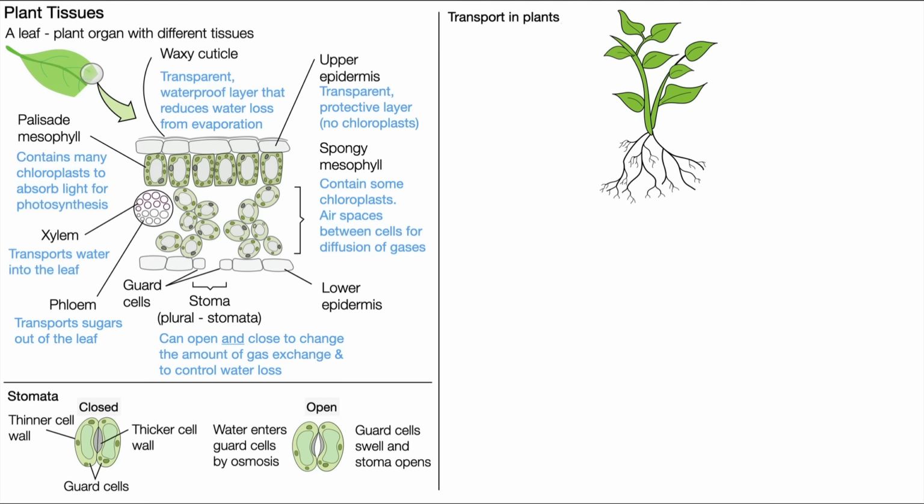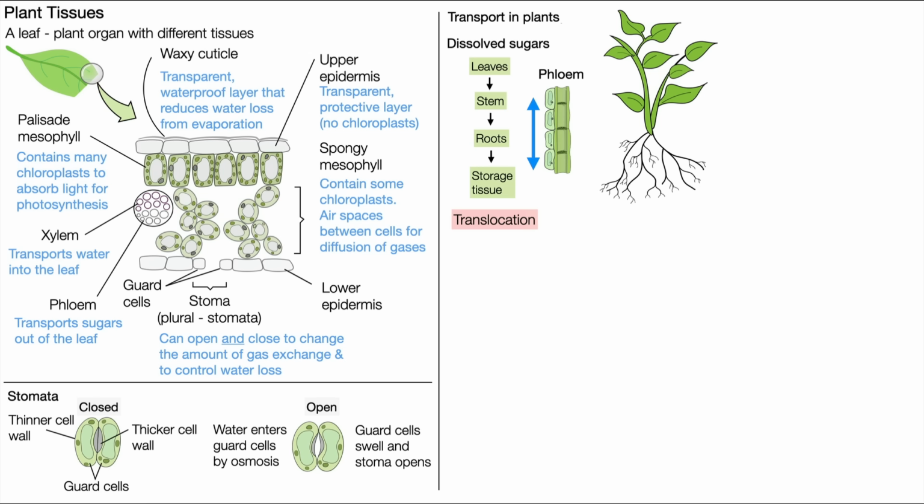Transport in plants. Here is a plant. Dissolved sugars will go from leaves to the stem. This is the phloem that's found in the stem. We've talked about this in the previous video. It then goes potentially to the roots and to storage tissues. This is called translocation. One thing to remember, as shown by the blue arrow, is that it's the movement of dissolved sugars and other molecules around the plant, both up and down the plant, not just in one direction.